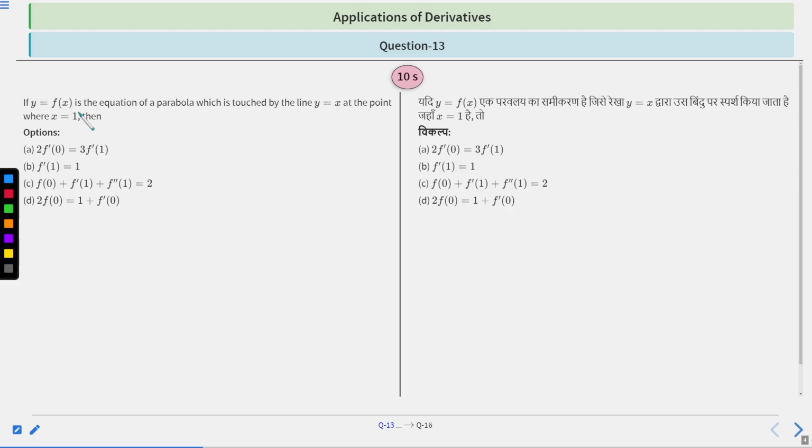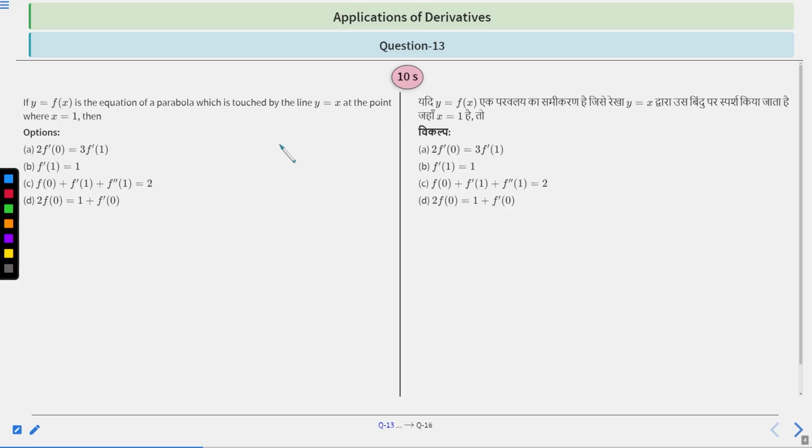We are given a curve y equal to f(x), which is the equation of a parabola, right? And the line y equal to x touches this parabola at x equal to 1, clear? That is, this line y equal to x is tangent to this parabola at point x equal to 1, right? So if x equal to 1, then y will also be 1, because it is lying on the line y equal to x. So in this way, we can approach this question.